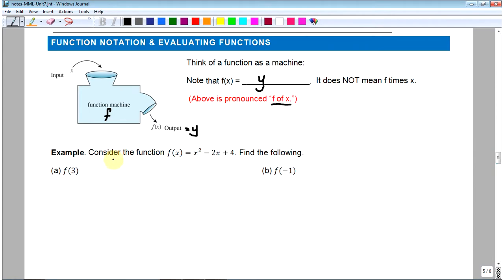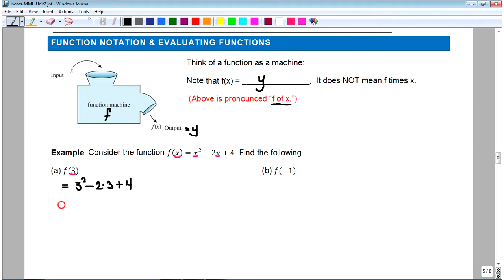So in our first example, consider the function f of x equals x squared minus 2x plus 4, and we want to find the following. So part A, we want to find f of 3. Notice that this 3 is in the same place that the x was in our definition of the function. So that means that we're going to substitute 3 in everywhere we see an x on the right side of the equation. Okay, so f of 3 is equal to 3 squared minus 2 times, instead of x, we now have 3, and then plus 4 on the end.